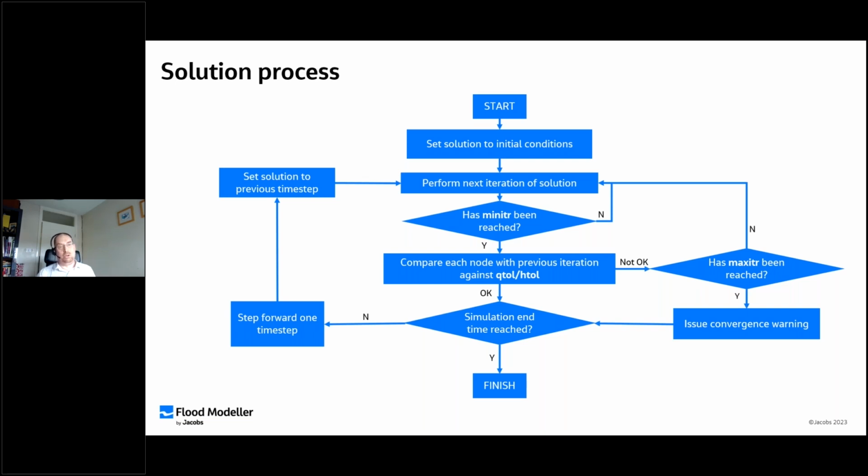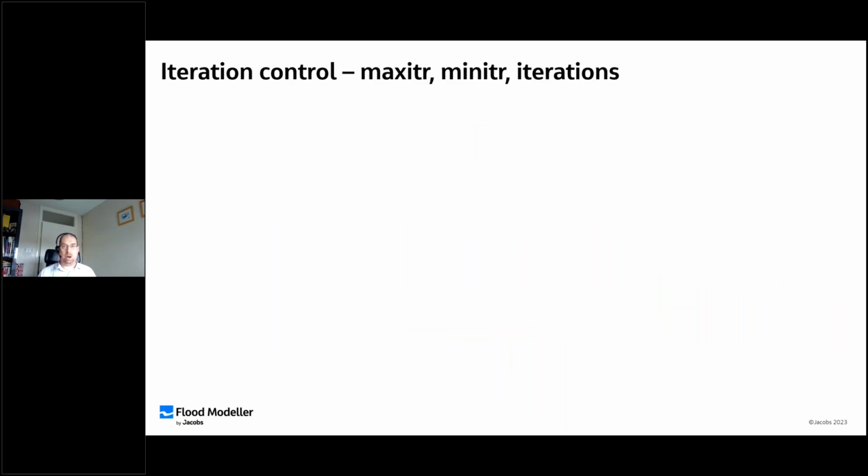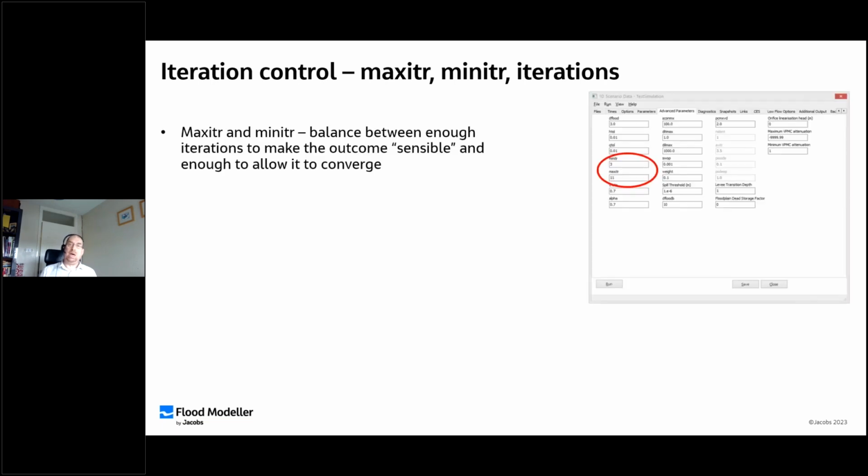And knowing how the solution process works enables us to understand what some of the parameters are doing. So there's a couple here that are closely linked. The first ones I'm going to talk about are the iteration control parameters. So that's maxiter, miniter for 1D. And these are the maximum number of iterations and a minimum number of iterations. So we choose this to achieve a nice balance between running our model quickly and running our model accurately.